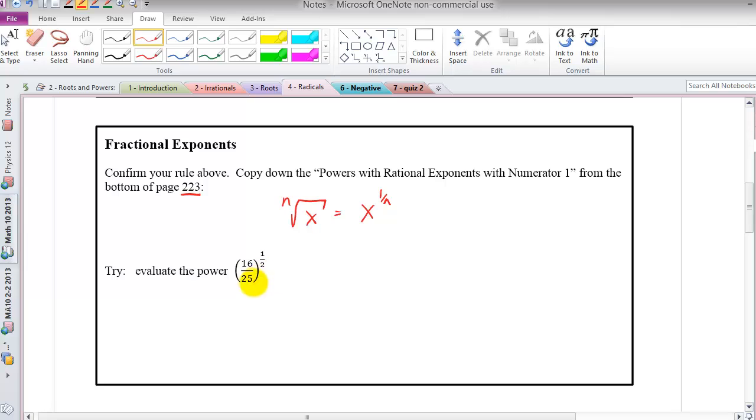So with that kind of information, I'd like you to try to evaluate this power. We can use some of the power laws that we've used before. In other words, we can say that this is equal to 16 raised to the power 1/2 divided by 25 raised to the power 1/2. And that's equal to the square root of 16 divided by the square root of 25, which is equal to 4/5.